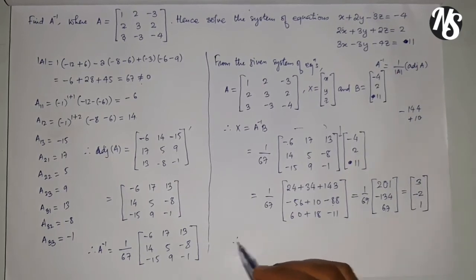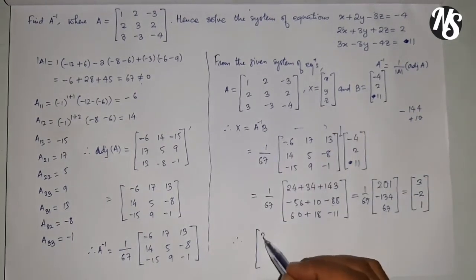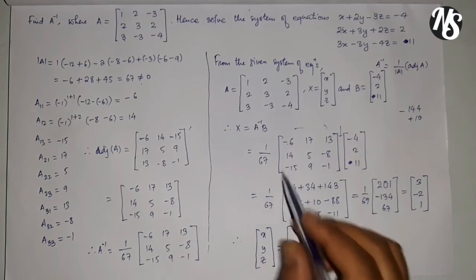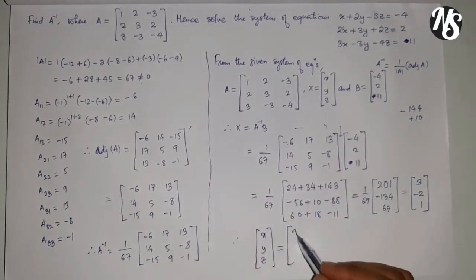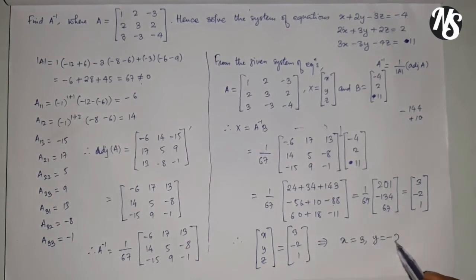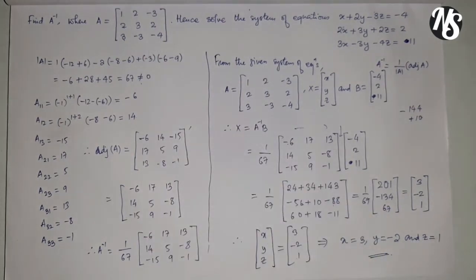Therefore, matrix X is nothing but X, Y, Z, and if XYZ equals, this turns out to be 3, minus 2, 1, this means that x is 3, y is minus 2, and z is equal to 1. So this gives me the solution for this particular question. You may pause the video and note down your solution.